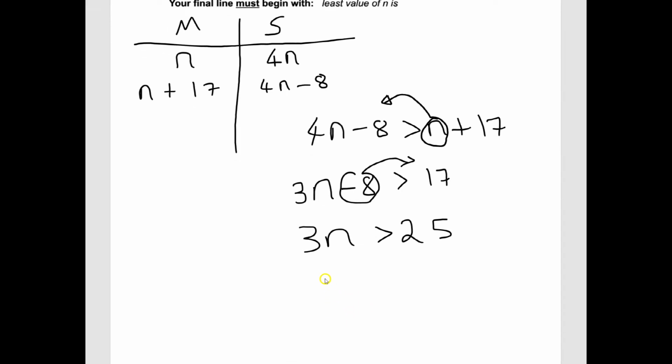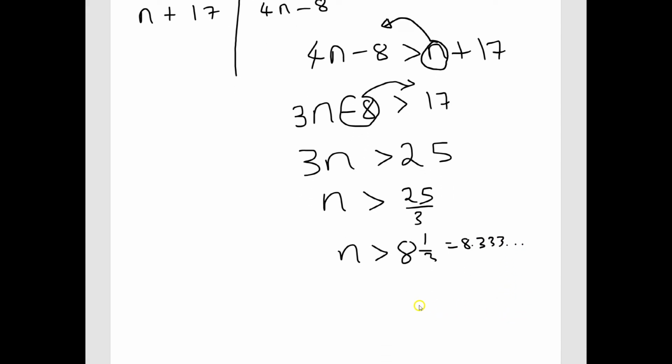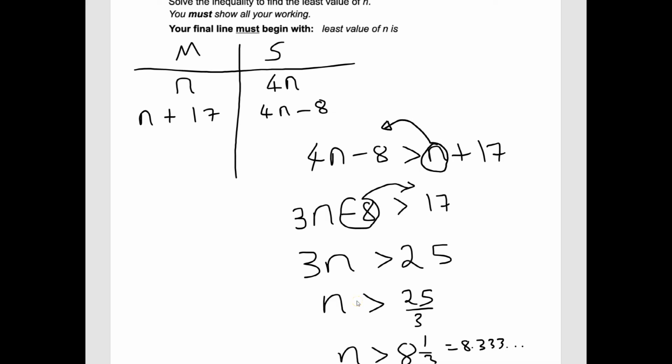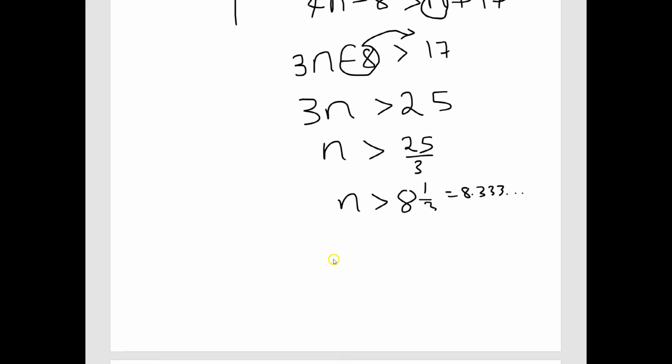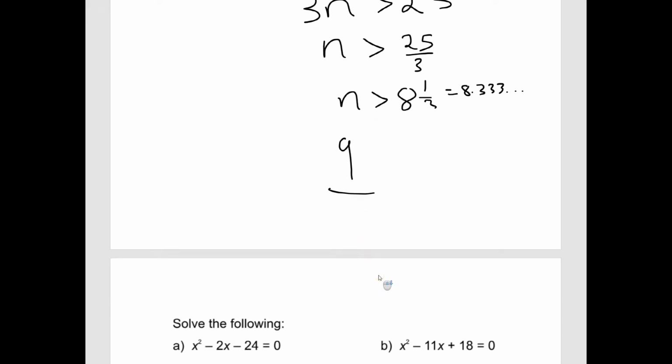And then I need to divide by 3 to get n on its own. So we have n is greater than 25 over 3. Now 3 goes into 25 8 times with remainder 1, so it's 8 and a third, or 8.3 recurring. Now you can't have 8.3 recurring sheep. N is greater than 8.3 recurring, so that means the minimum amount of sheep must be 9, because n is bigger than 8 and a third.